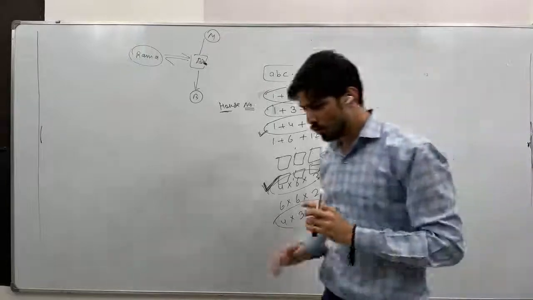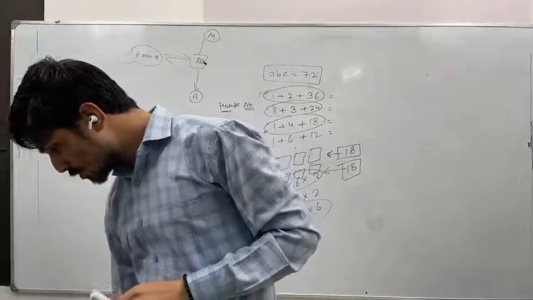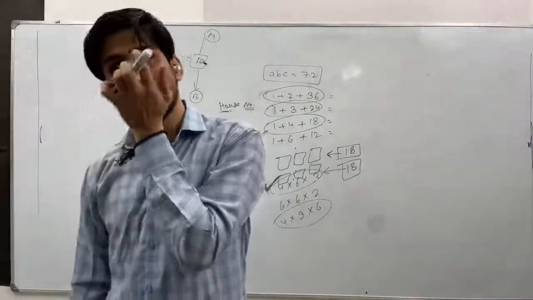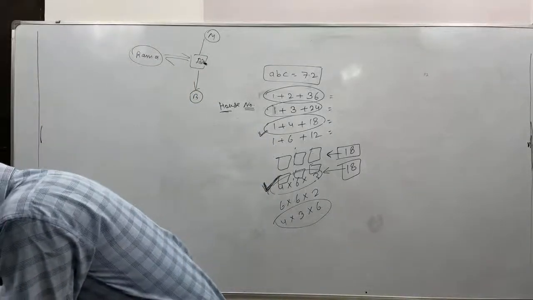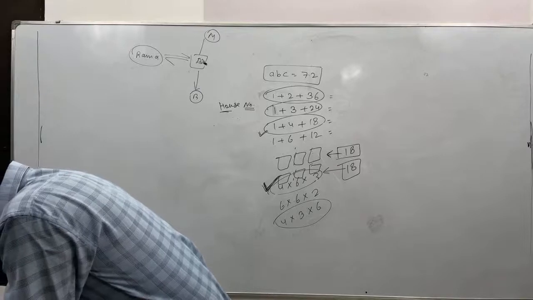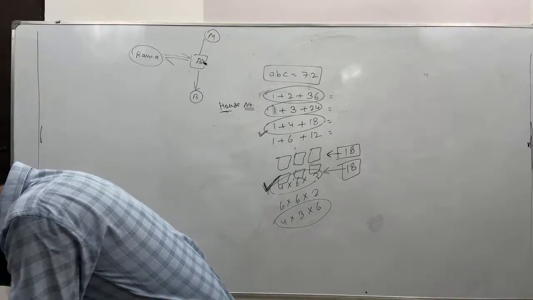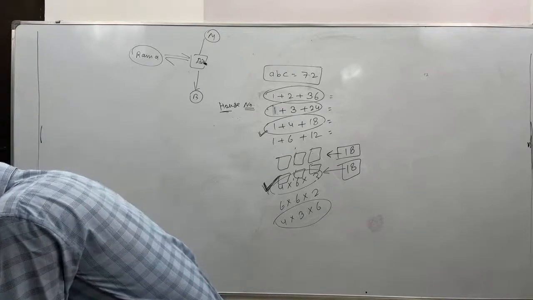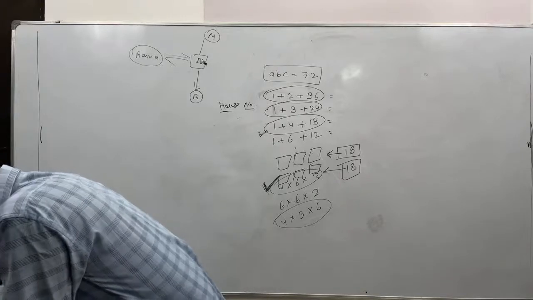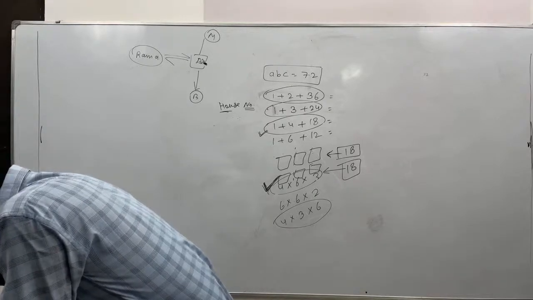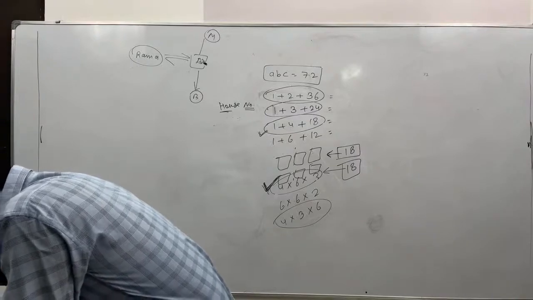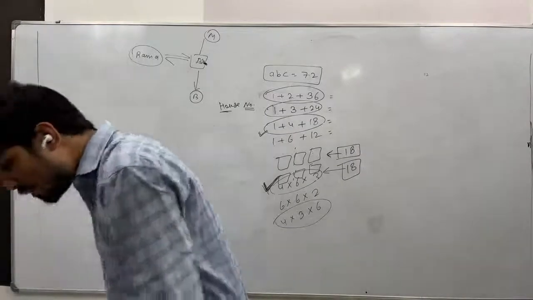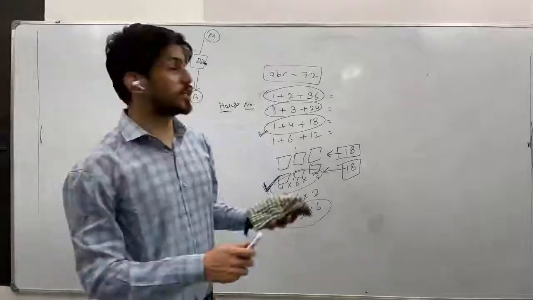Got it? Okay. Next you try question number 7. Let's say you can try or not. Try question number 7. Question number 7 says, Ram asked Vishal, what is the age of your 3 children?